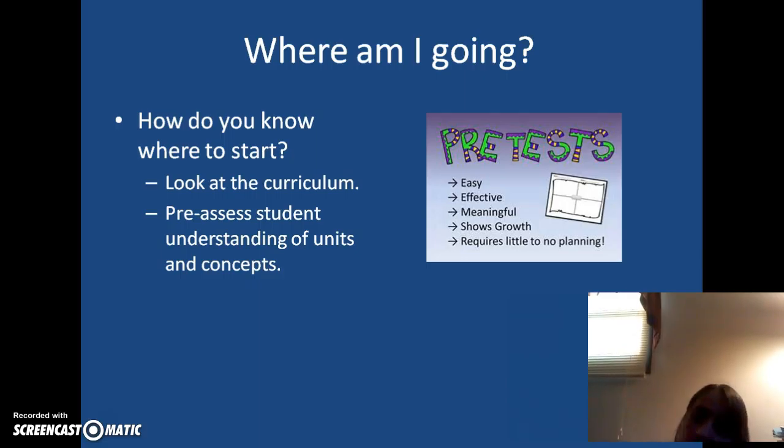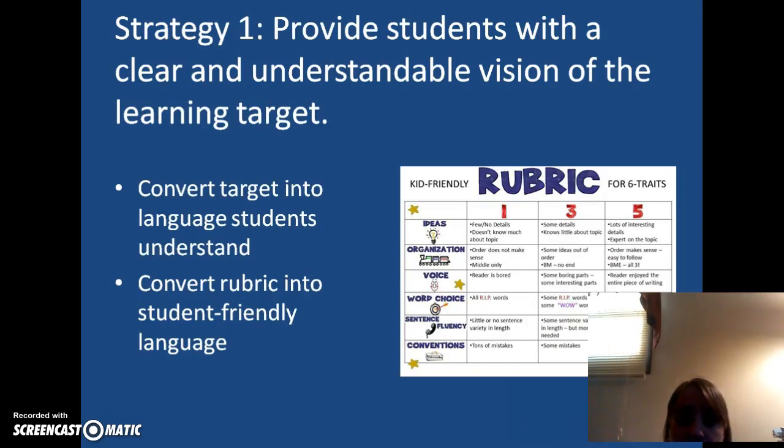Where am I going? How do you know where to start? Look at the curriculum. Pre-assess student understanding of units and concepts. Pre-tests could be easy, effective, meaningful. They show growth. Requires little to no planning. You see where students are before you begin a unit.